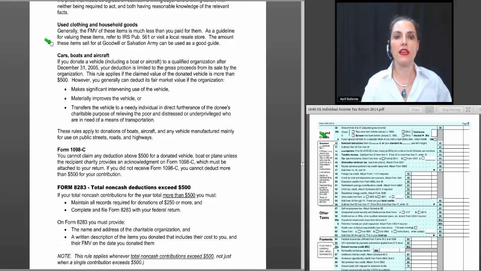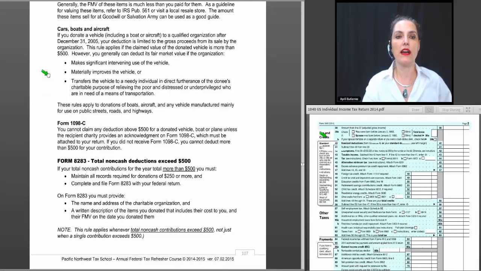For used clothing and household goods, generally the fair market value of these items is much less than you paid for them. As a guideline for valuing these items, you can go to IRS Publication 561. You can visit a local resale store. Also, the amounts that items sell for at Goodwill or Salvation Army can be a good guide.